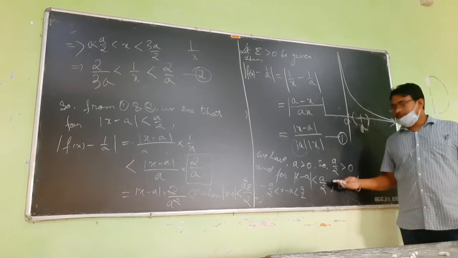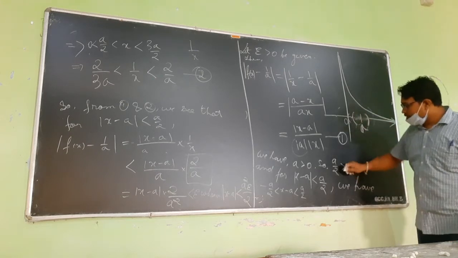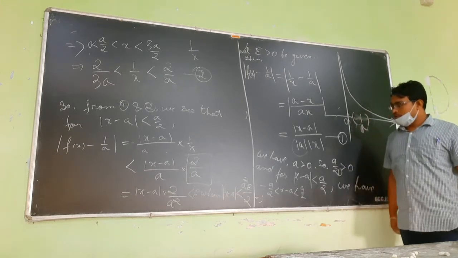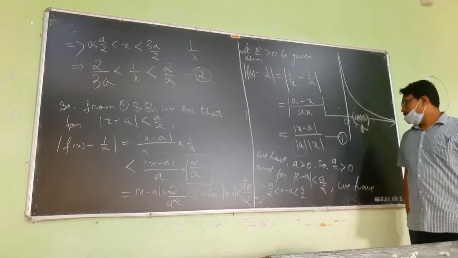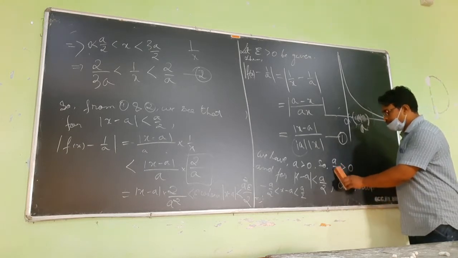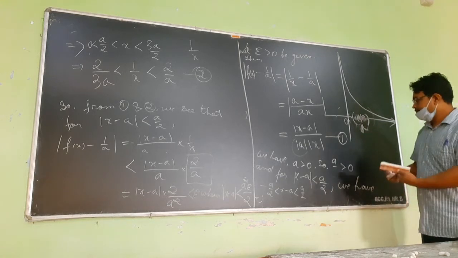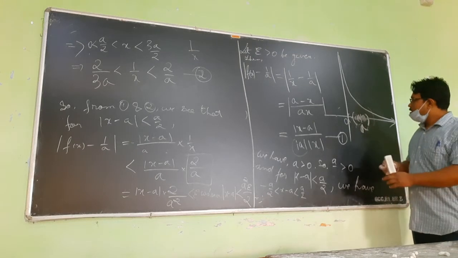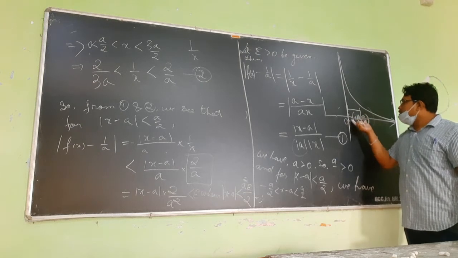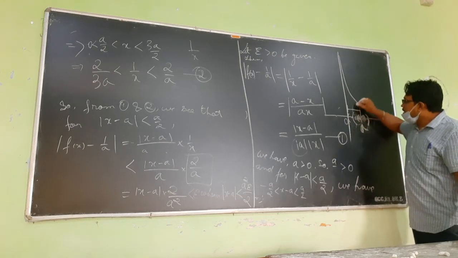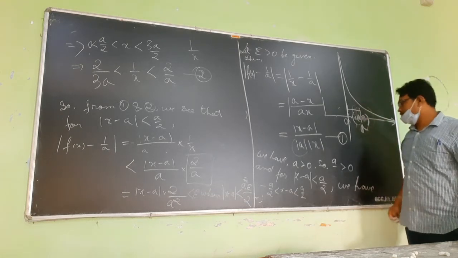Instead of a by 2, you can take the neighborhood as anything so that you remain inside this domain. You can take something like a by 20 also, a by 100 or anything, something inside this domain. But you have to make sure it is less than a. Actually we are bisecting the distance between 0 and a. So you can take a by 2, a by 3, a by 4, a by 5, a by 6, whatever you like.